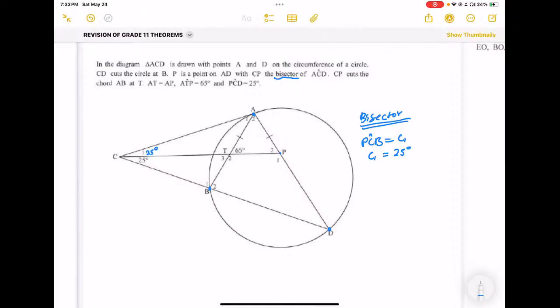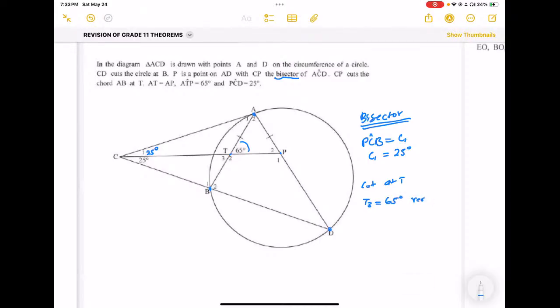Okay, so let's go to the next step. They're saying CP cuts the chord AB at T. So it cuts the chord AB at T. And then, okay, they've given us this angle there, obviously because of the word cut, those lines are cutting each other at T. So it means that we know that T3 is equal to 65 degrees.